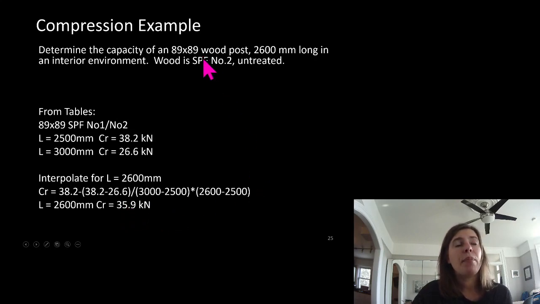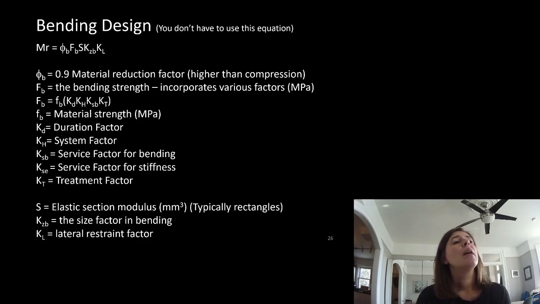So for an 89 by 89 wood post that's 2.6 meters tall, and it's a spruce pine fir, number 2, untreated, inside, we have a CR of 35.9. You can see there are a lot of variables there. You can manually do that calculation if you want. You should get the 35.9 as well. And I know because we do it in the grad class, you actually go through that calculation and get the same answer. So that was our compressive design.